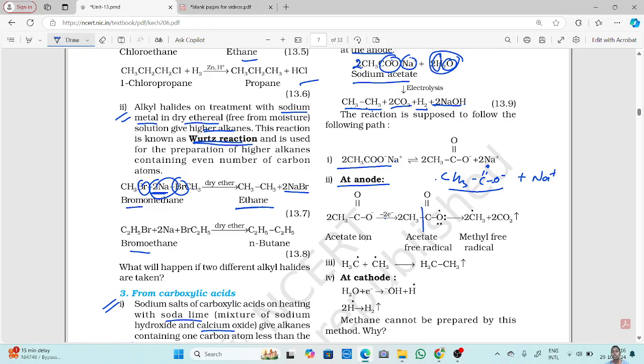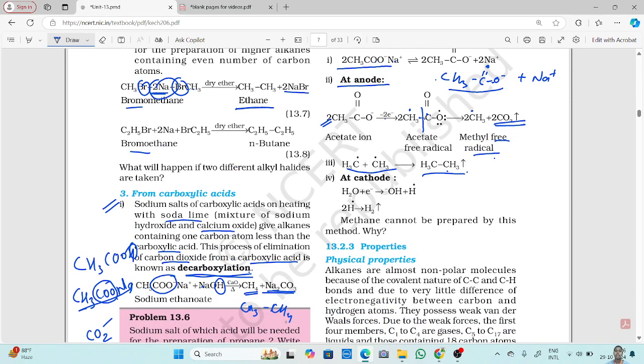Okay, once this breaks, you will have a methyl free radical. If this bond breaks, 1 electron will go to methyl, 1 electron will go to carbon. So once this carbon attains 1 electron, it becomes carbon dioxide gas and it is released out. But the methyl radical will remain there, it will become a methyl free radical. Since you have used 2 acetate ions, you will get 2 methyl free radicals which will combine together to form ethane. Okay, this is what happens at the anode.